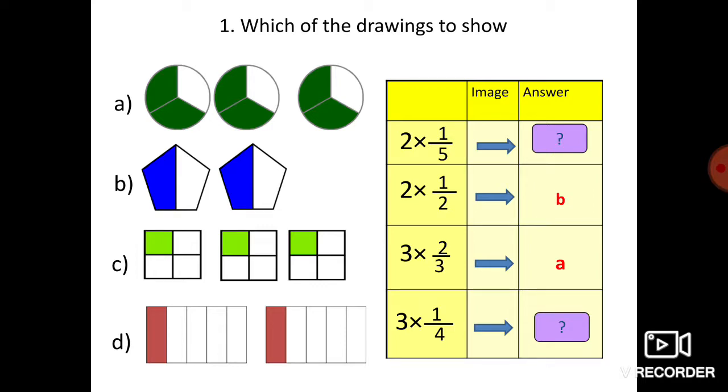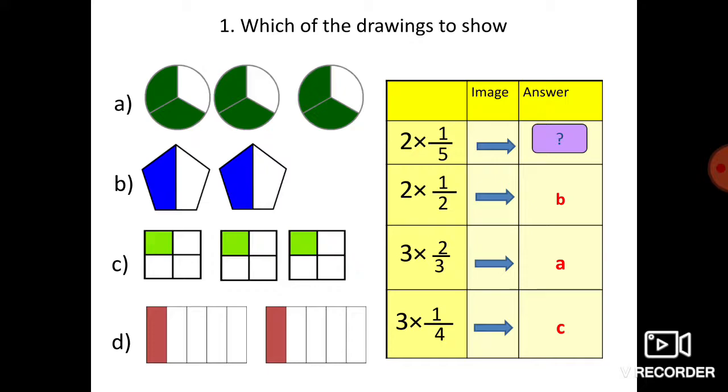Second one, only one part is shaded. The first figure carries 1 by 4. How many times 1 by 4? 3 times 1 by 4. 3 pictures are there. Here in the table 3 times 1 by 4, we can see the answer C.